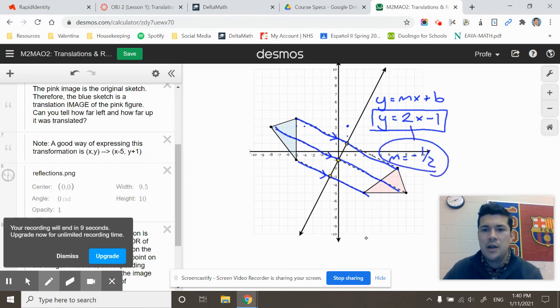That's something that's worth observing. Look at how these slopes are perpendicular. Perpendicular again means opposite reciprocal slopes. And that's the lesson for today.